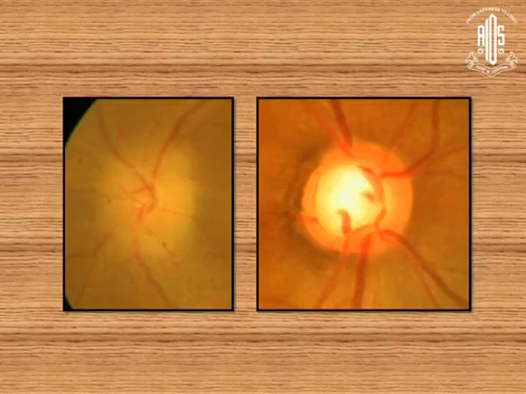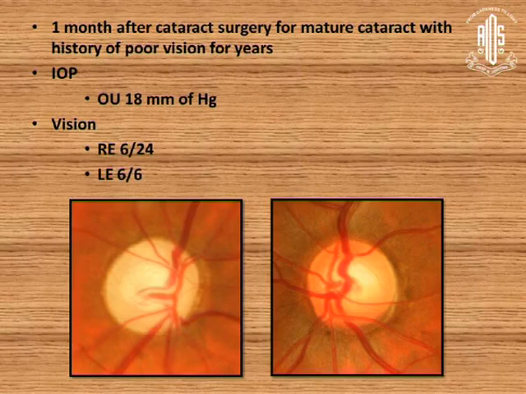But the problem is we are frequently presented with cases like this, where you have a patient presenting 1 month after cataract surgery, complaining of poor recovery of vision in the right eye, where the pressures are within normal limits, with a history of poor vision in the right eye because of mature cataract for many years. So you have a disc which is pale, there is definitely a central deep excavation, pressures are normal, so where do you go from here? So let's try to answer some of these questions.